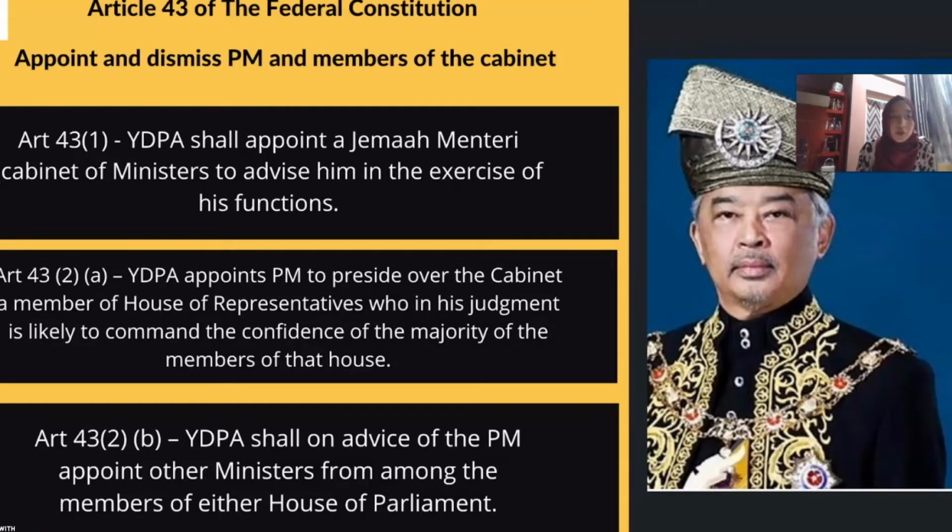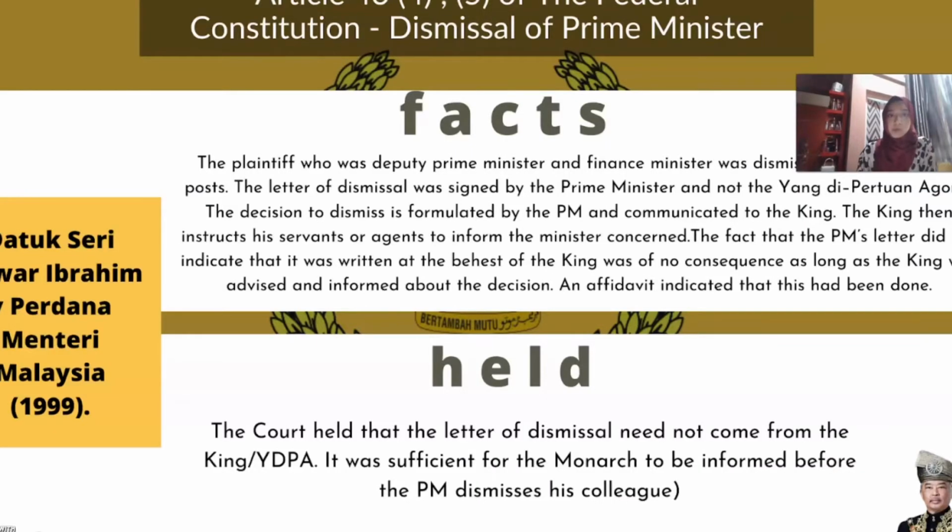Under Article 43, Clause 2, Clause A, YDPA appoints the PM to preside over the cabinet, a member of the House of Representatives who, in his judgment, is likely to command the confidence of the majority of the members of that House. And under Article 43, Clause 2, Clause B, YDPA shall, on the advice of the PM, appoint other ministers from among the members of either House of Parliament. Apart from that, the YDPA also can dismiss a prime minister who has lost the confidence of the majority, and the YDPA can advise them to resign.